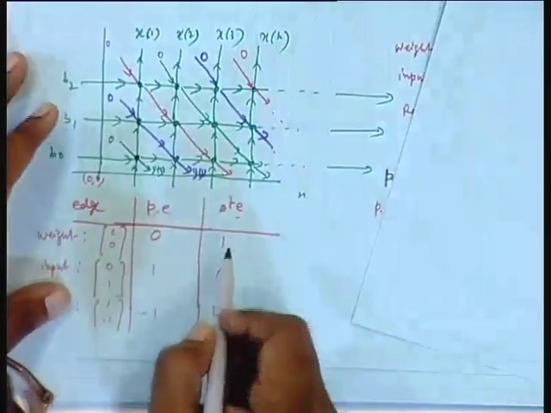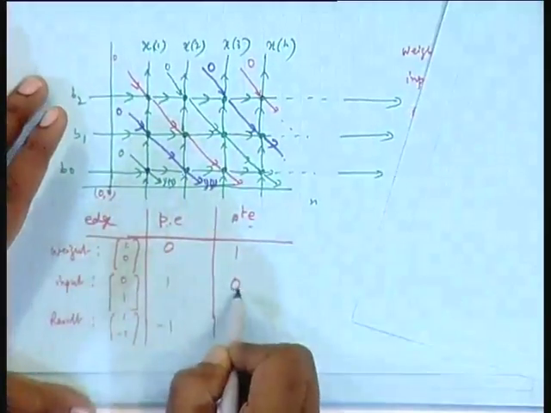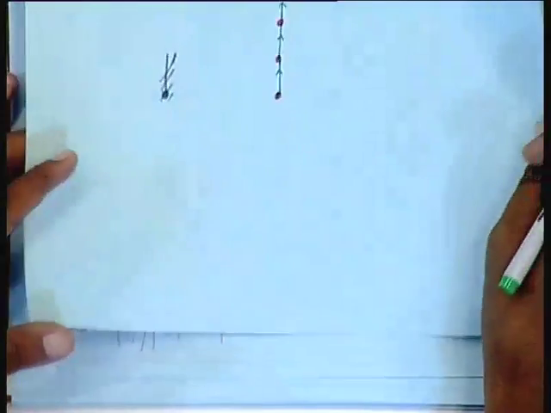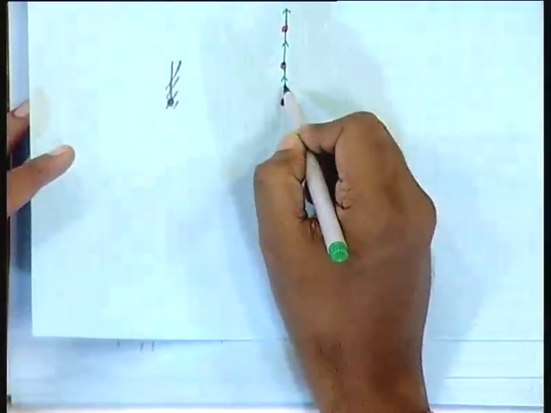But along this line, the schedule is 0. That means what? No delay along these lines.